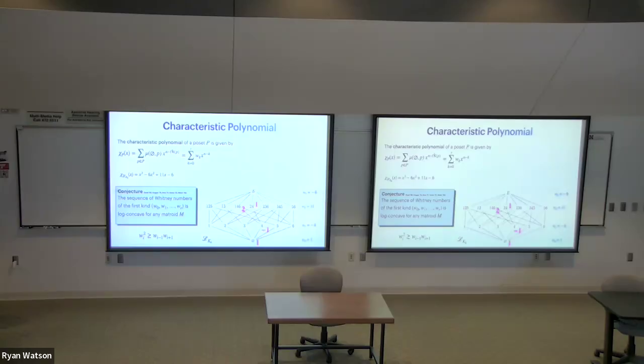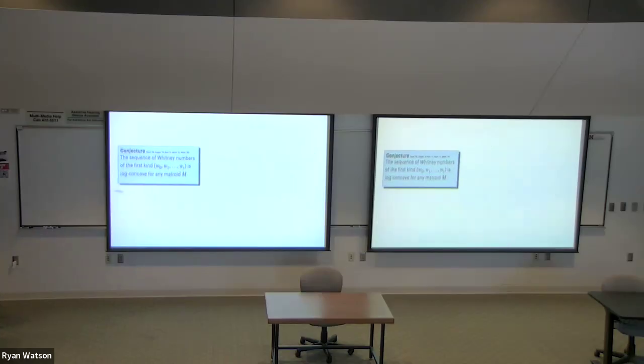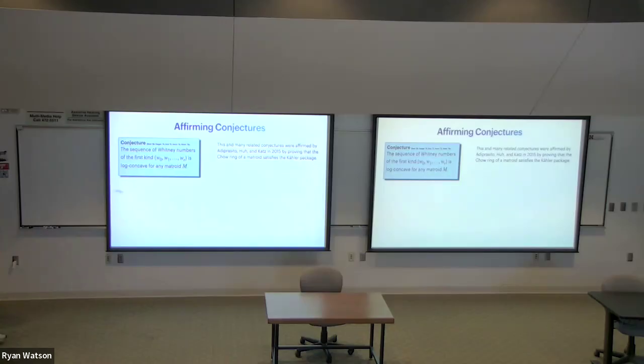Sorry. Okay. And let's just do a sanity check. W2 squared, 11 squared is definitely bigger than 6 times 6, and 6 squared is definitely bigger than 11 times 0. So, okay, conjecture not disproven yet. In fact, this is called affirming the conjecture, so it must have been true somehow. This and many other related conjectures were affirmed by Adiprasito, Huh, and Katz in 2015. So this was open for quite some time.